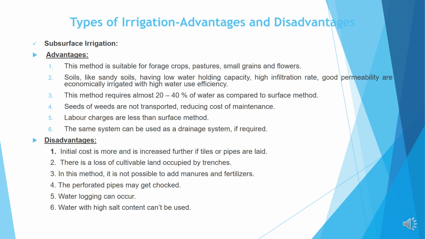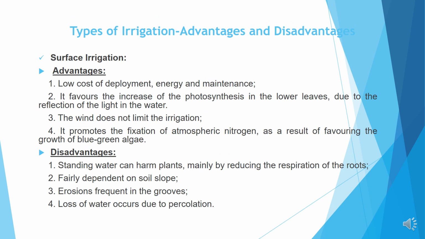The disadvantages: Number 1, initial cost is more and is increased further if tiles or pipes are laid. Number 2, there is a loss of cultivable land occupied by trenches. Number 3, in this method, it is not possible to add manures and fertilizers. Number 4, the perforated pipes may get choked. Number 5, waterlogging can occur. And number 6, water with high salt content can't be used.